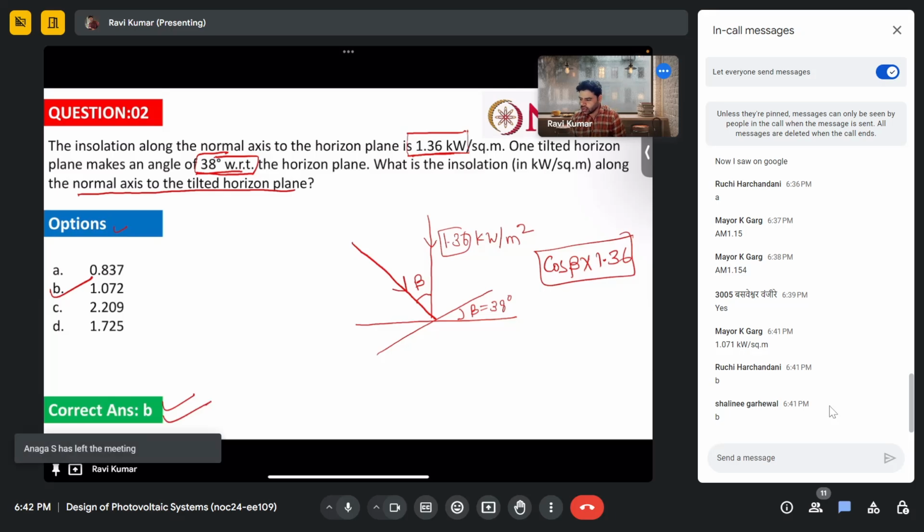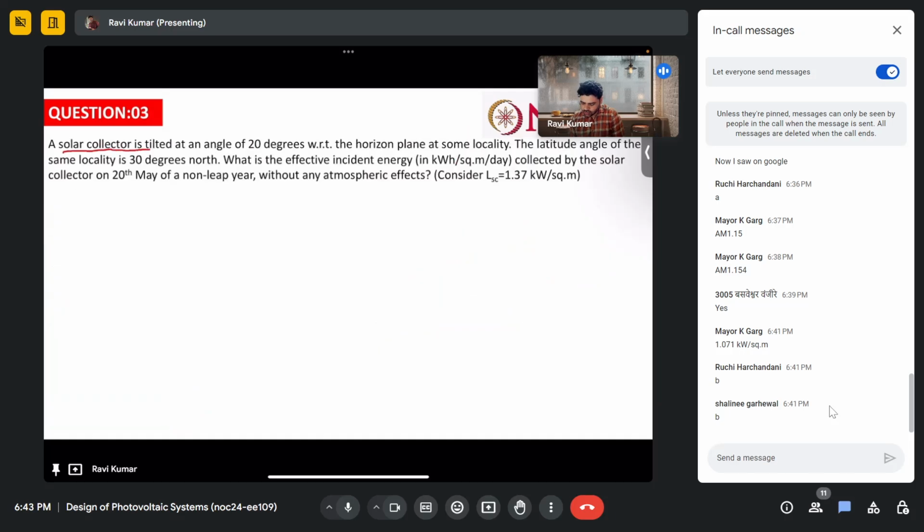Now let's move to the next question, which says a solar collector is tilted at an angle of 20 degrees with respect to the horizon plane at some locality. The latitude angle of the same locality is 30 degree north. What is the effective incident energy? It is asking energy in square meter per day collected by the solar collector on 20th May, non-leap year, without any atmospheric effects. LS is given 1.37. And these are the options.